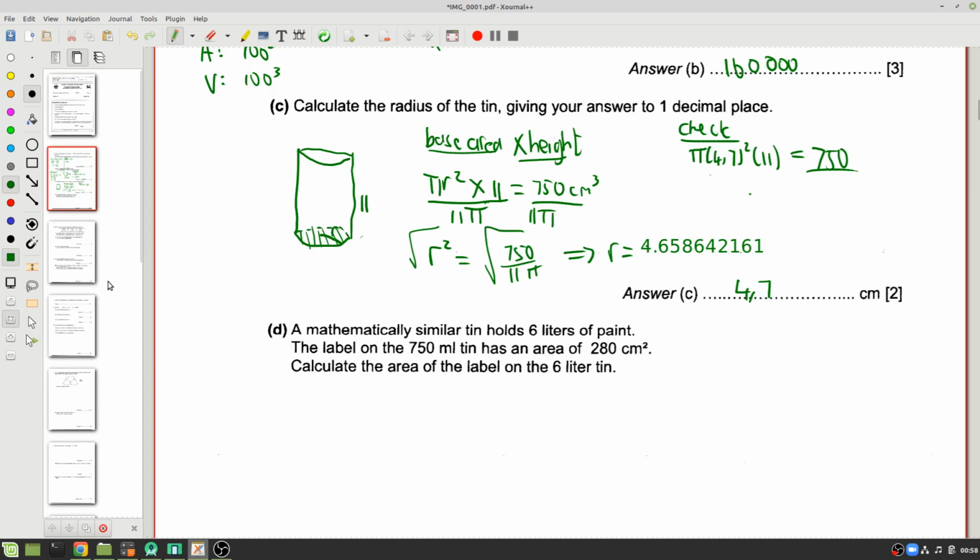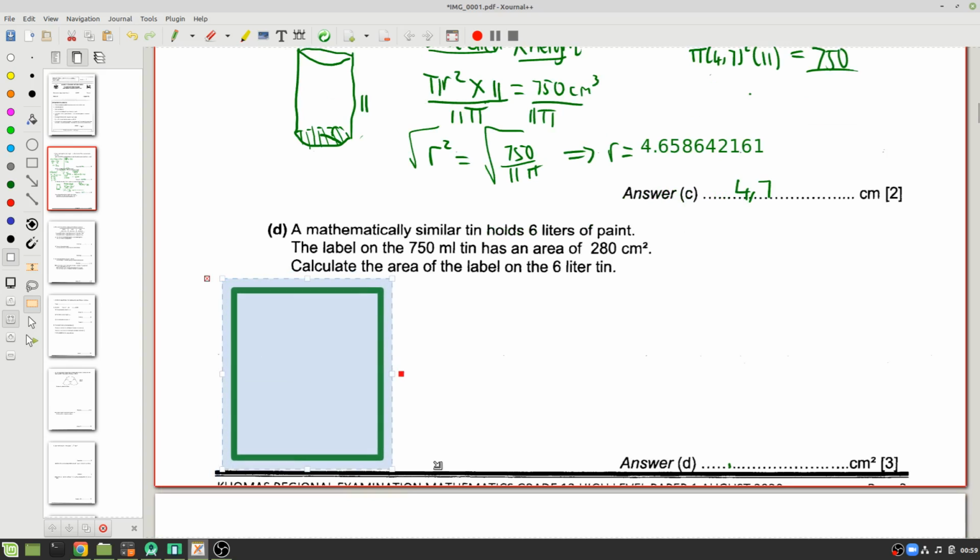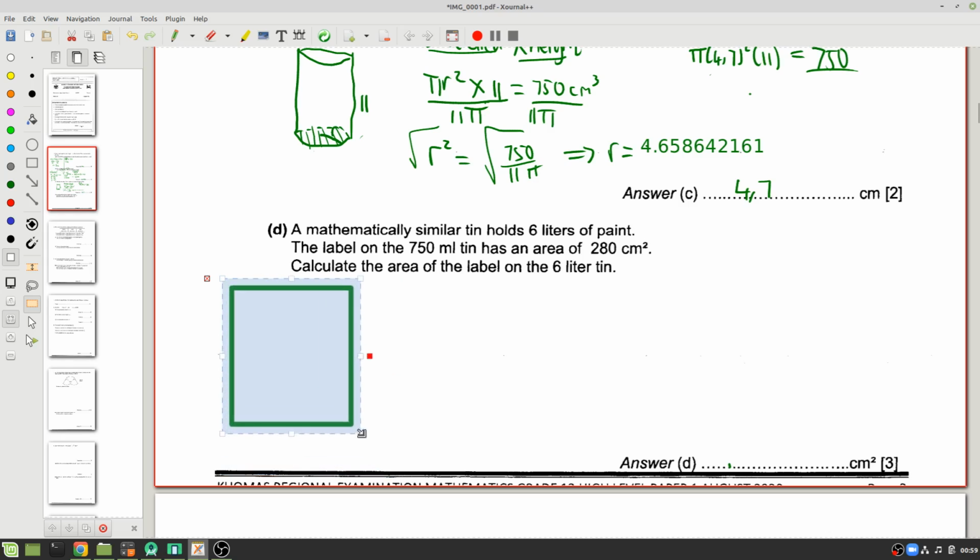So let me show that by drawing a square, and we can see. To make this square mathematically similar, if we enlarge it like this, we see all the different dimensions, the length and the width, increase by the same ratio. When we make it smaller, we see the shape stays mathematically similar. It means it's got the same ratio of dimensions.